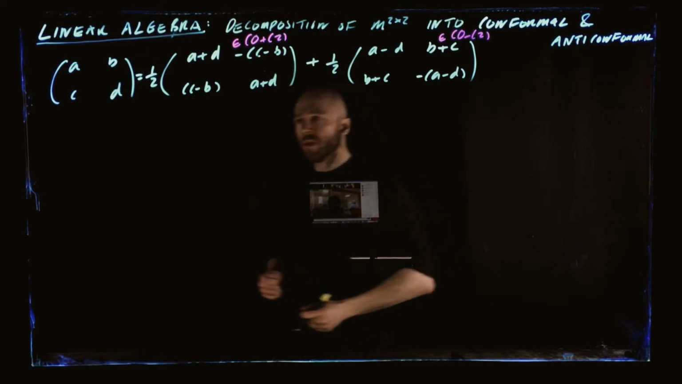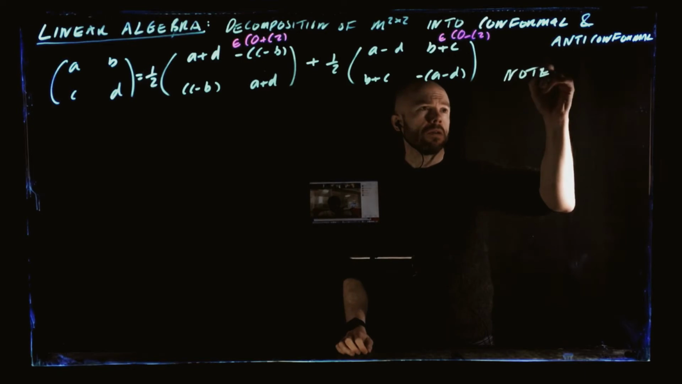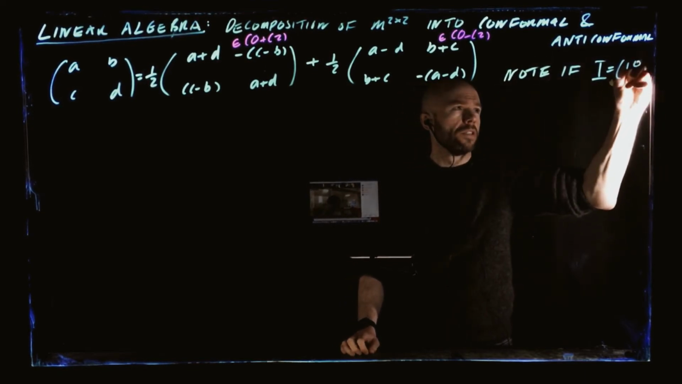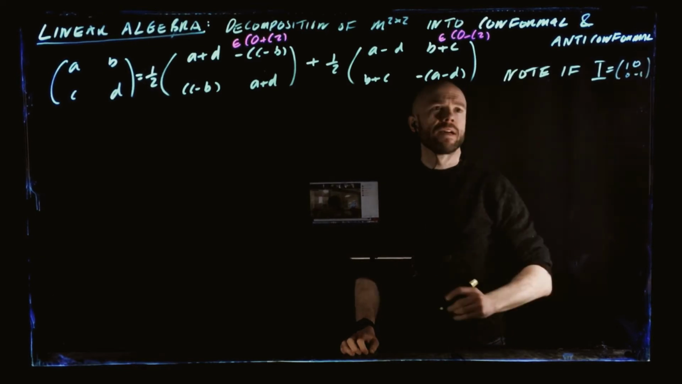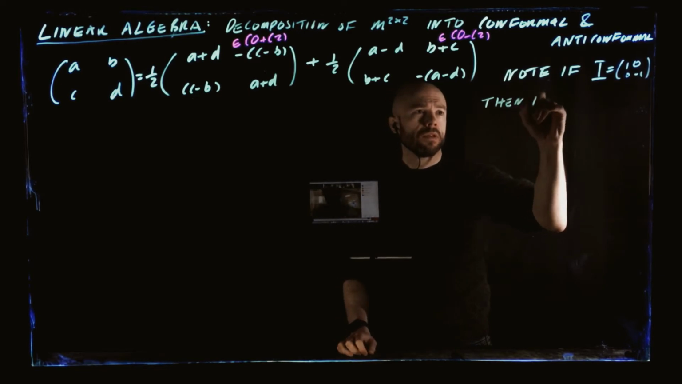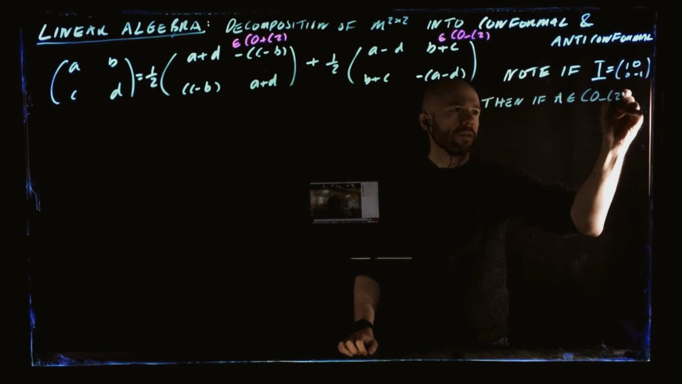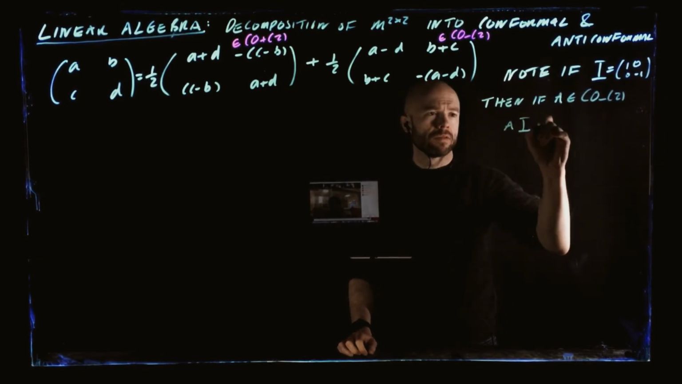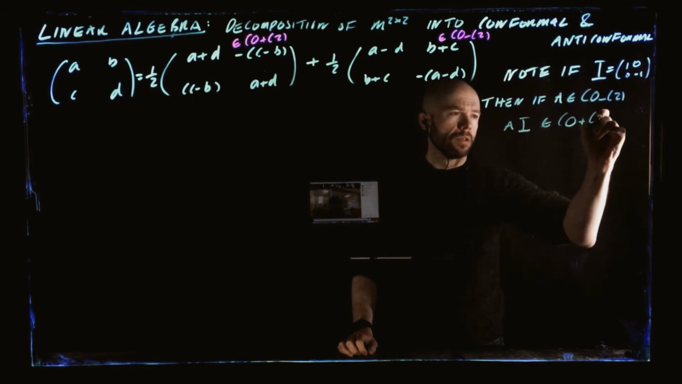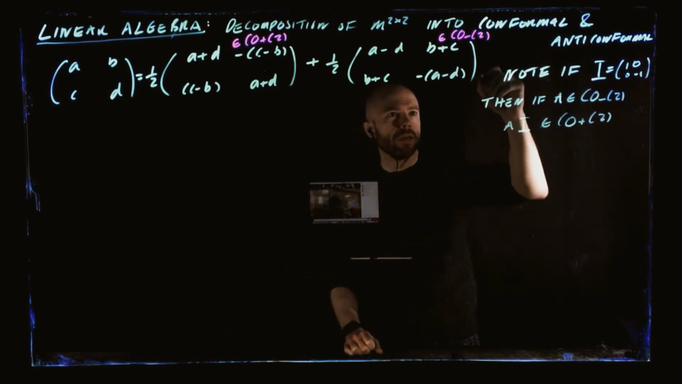Yeah. So note, if we take this thing to be the diagonal matrix 1, 0, 0, minus 1, then if A belongs to the anti-conformal, then A times this reflection belongs to the conformal. Yeah, just a little exercise. I guess you can do it in your head.